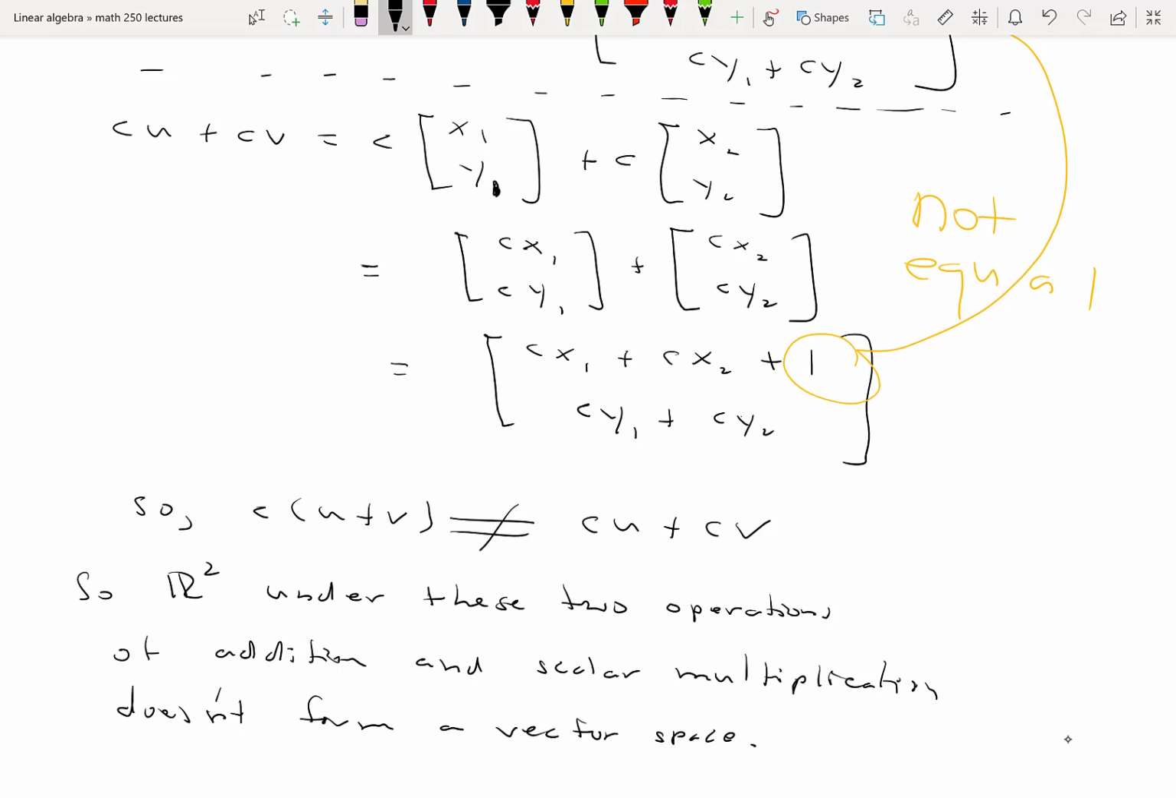Okay, it would have been really convenient if one of the earlier properties failed, because all you need to fail for something not to be a vector space is one of the 8 properties. It could turn out that only one fails, or that 7 or all 8 fail. Okay.